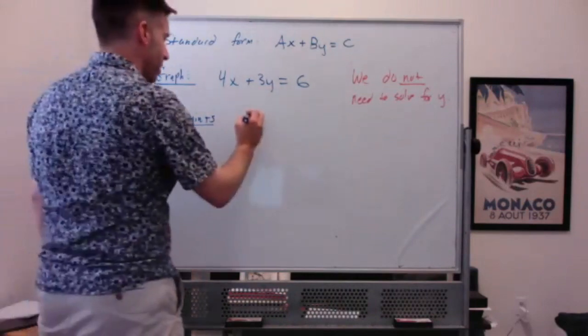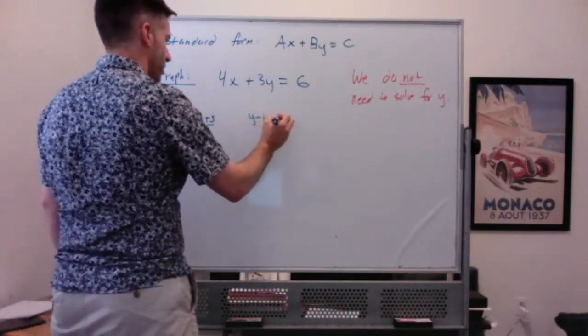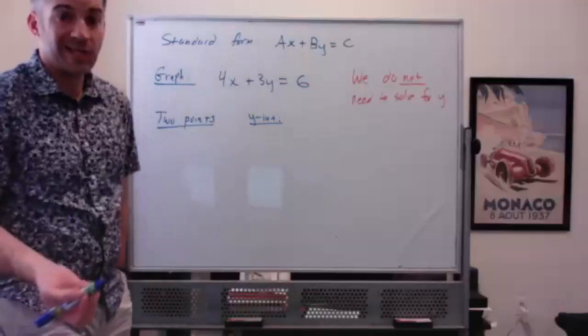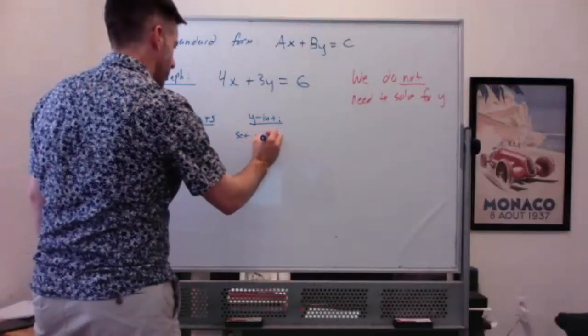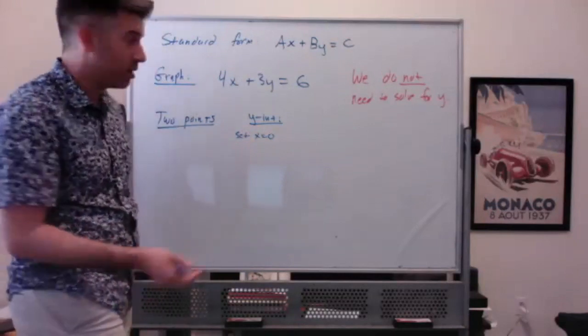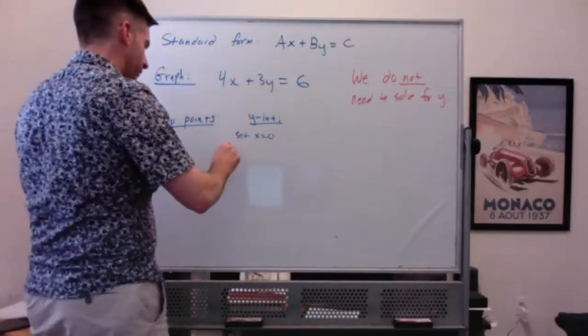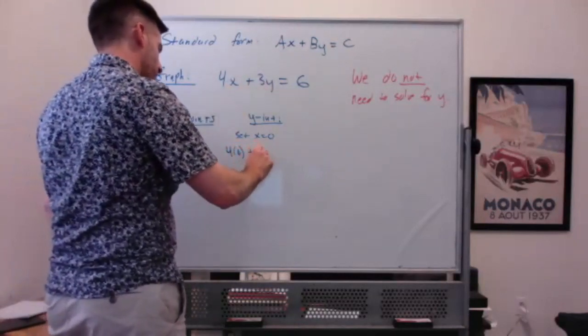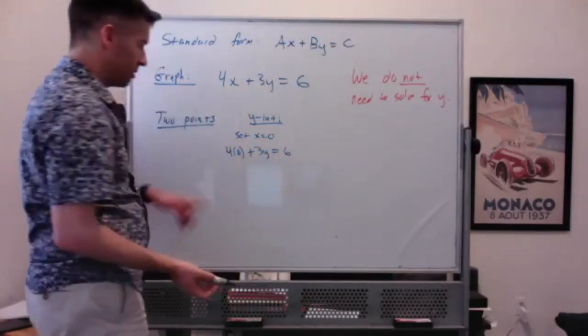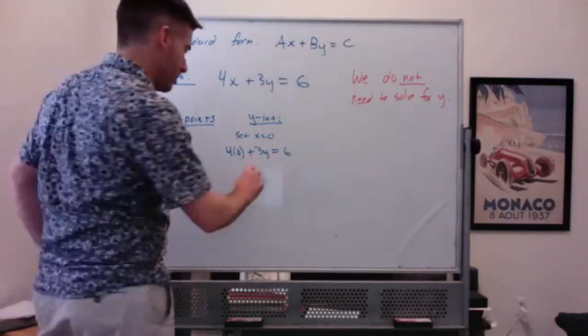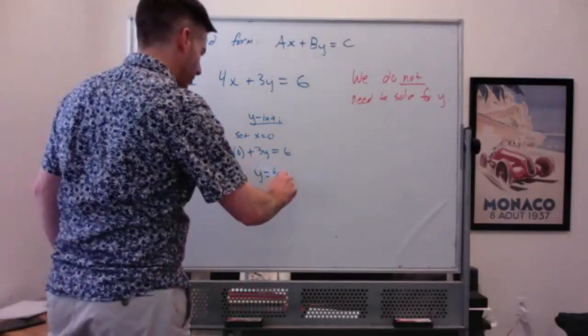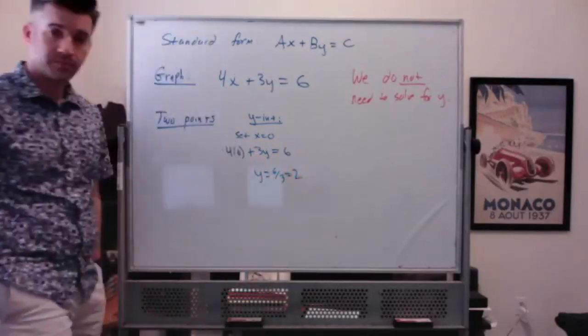So to find the y-intercept, we're going to do what we always do. We're going to set x equal to 0. Okay, this is going to be a little more work. So I set x equal to 0. I'm going to get 4 times 0 plus 3 times y equal to 6. 4 times 0 is 0. So 3y equals 6, divide both sides by 3. You get y equal to 6 over 3, which is 2.